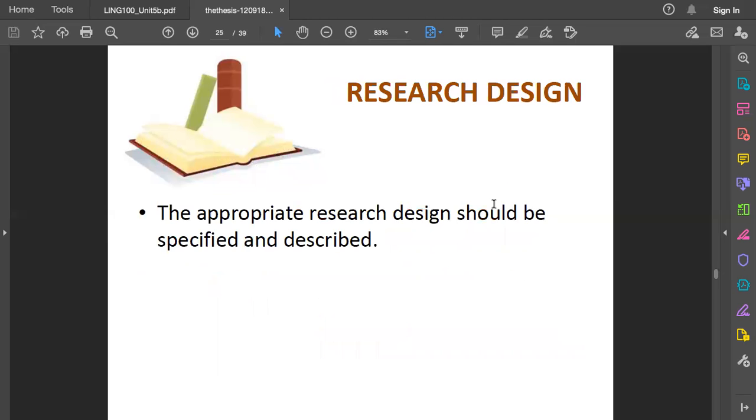So, methodology, research, ito na yung how are you going to do this? Chapter 3 ito. So, sa proposal, ang laman ay chapter 1 and 2. Chapter 1 at chapter 2, tapos yung methodology.